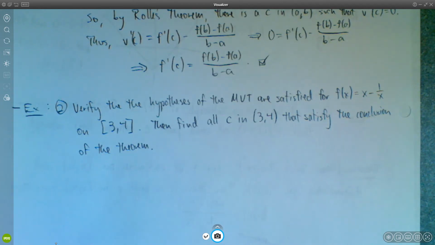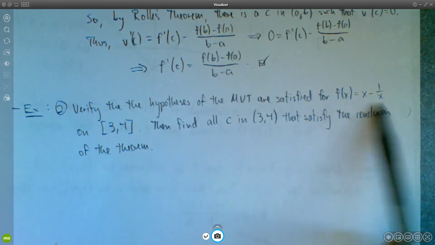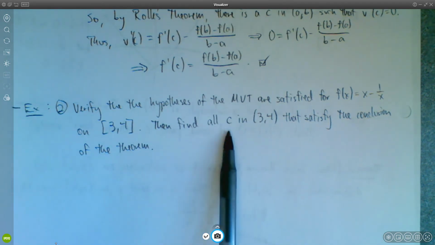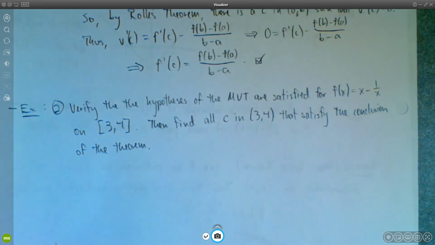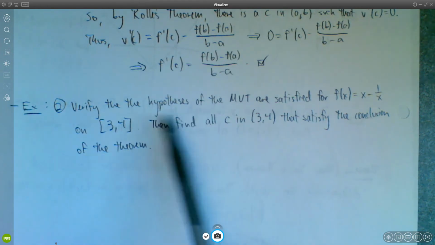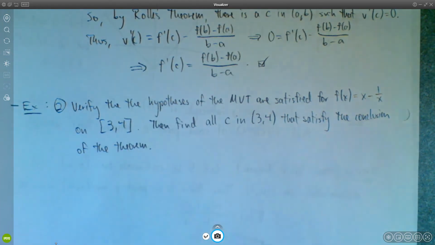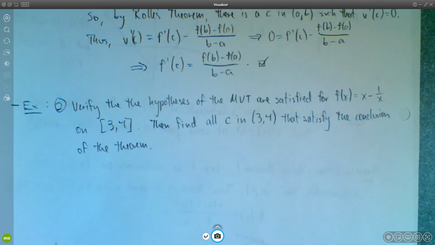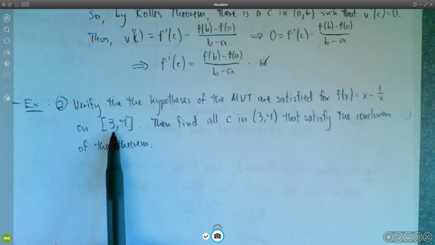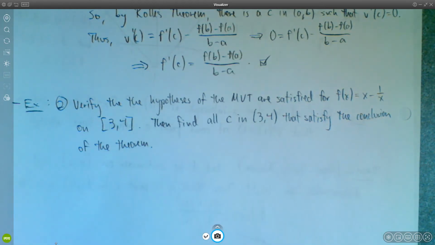But anyway, so number 2 here says verify that the hypotheses of the mean value theorem are satisfied for this function f of x equals x minus 1 over x on the interval from 3 to 4. And then find all c in the interval from 3 to 4 that satisfy the conclusion of the theorem. Okay, let's do it. So the hypotheses of the mean value theorem are, number 1, that f of x is continuous on the closed interval [3, 4], and then number 2, that f is differentiable on the open interval from 3 to 4.